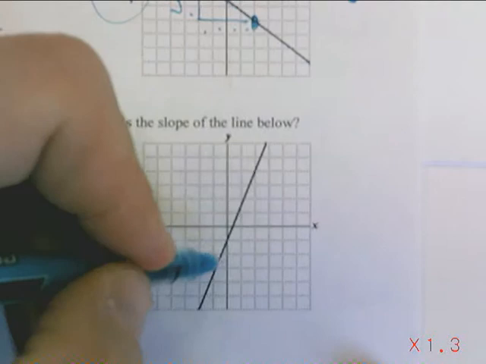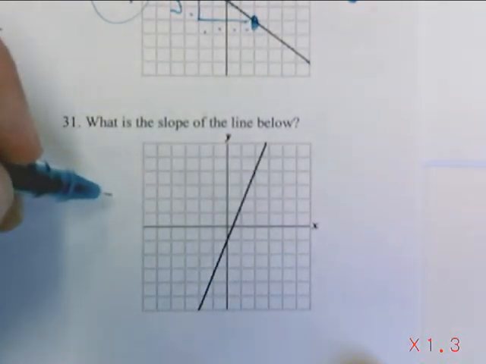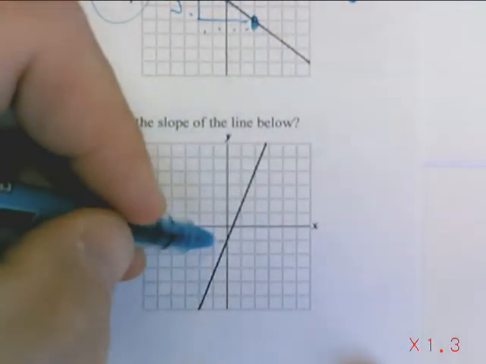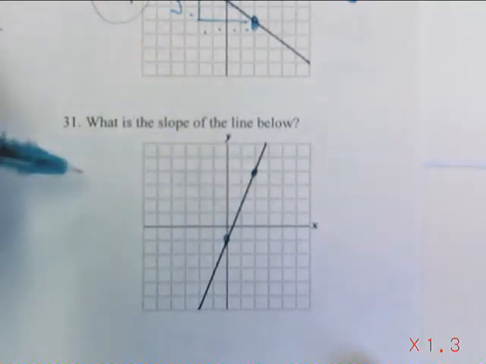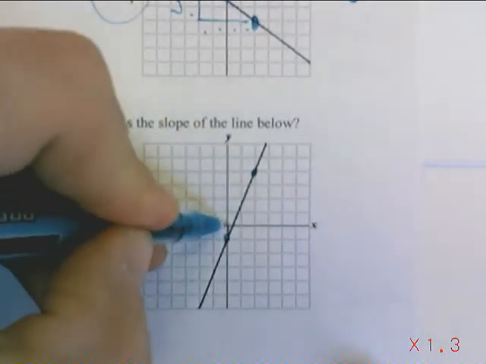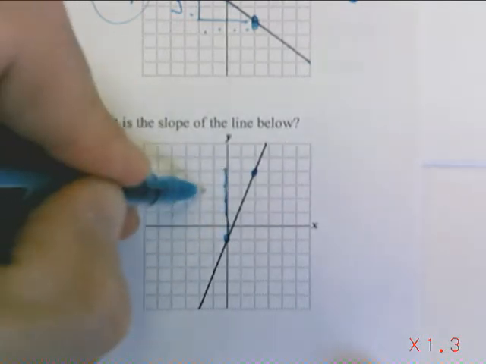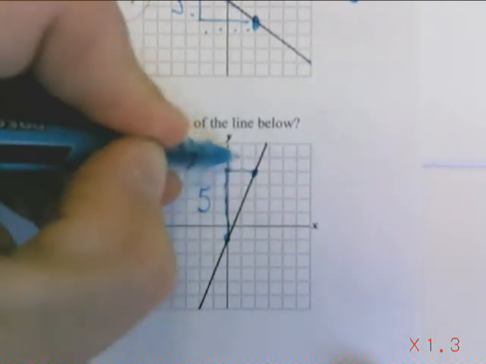Last one, what's the slope? This one is positive because it's going uphill, because of the slope guy. So here's one point, and here's another where they cross cleanly. My rise, 1, 2, 3, 4, 5. My rise of 5, and my run of 2.